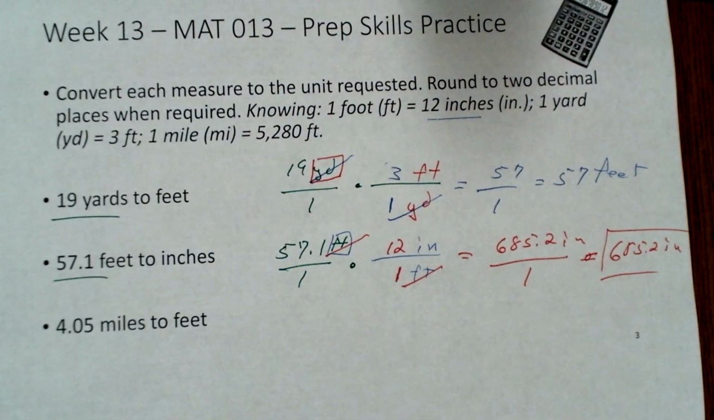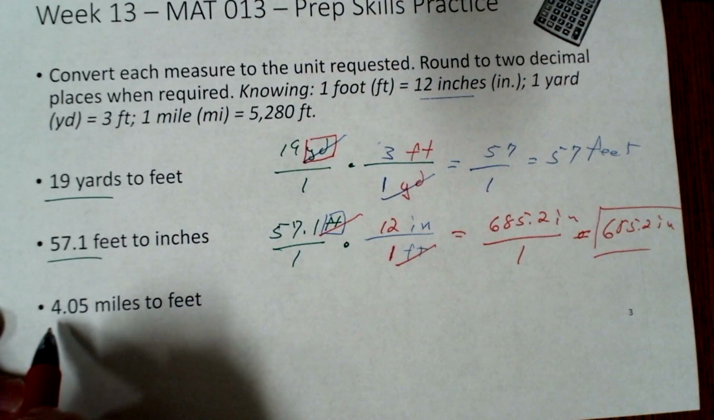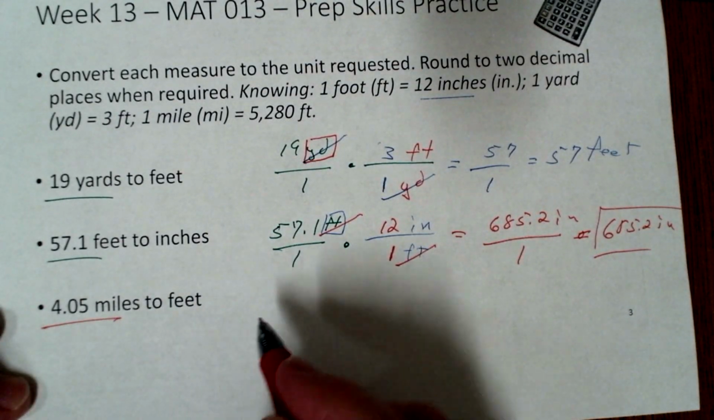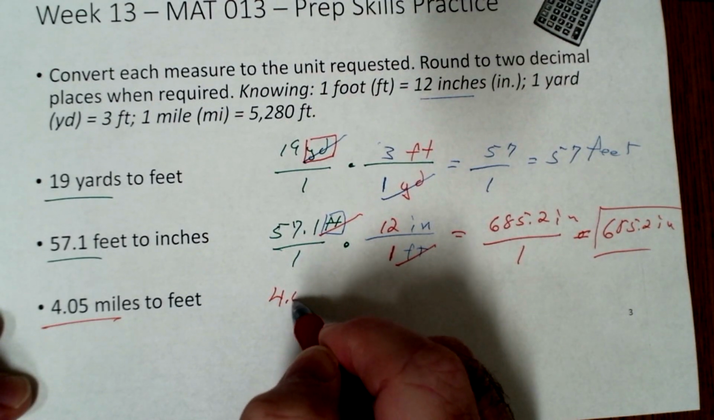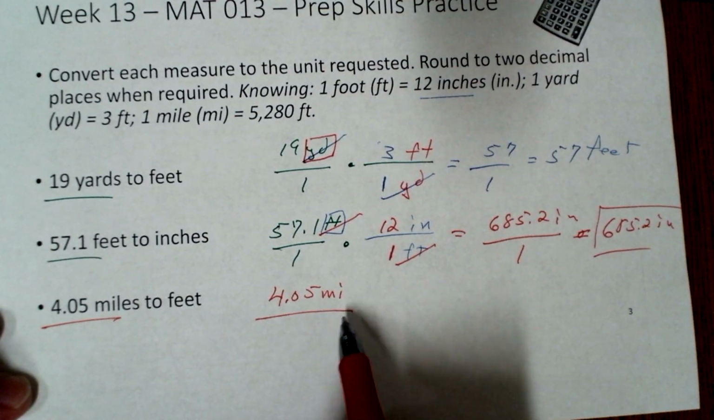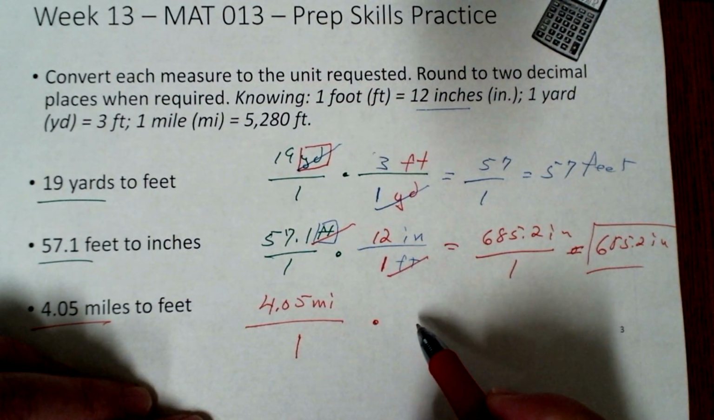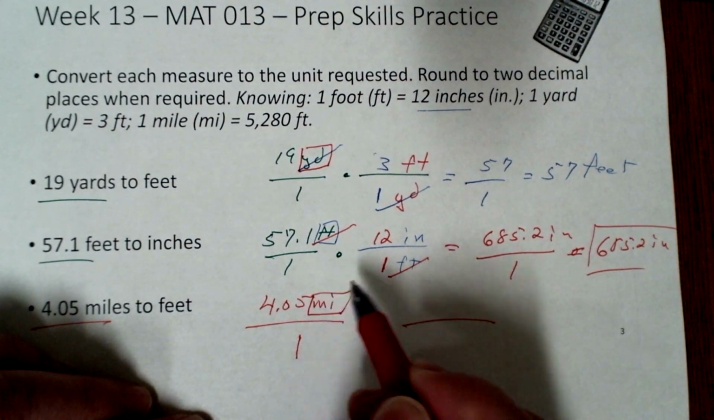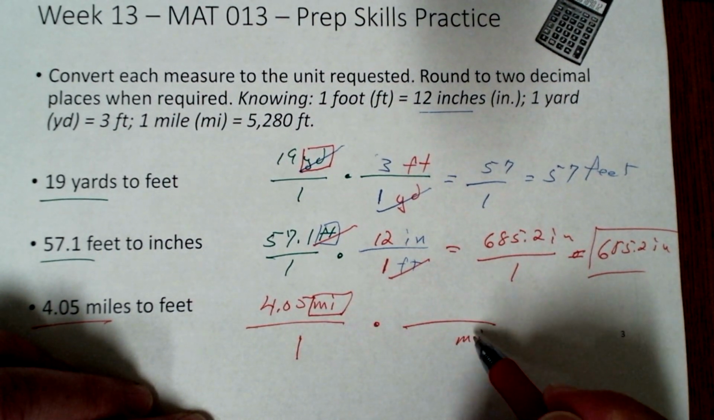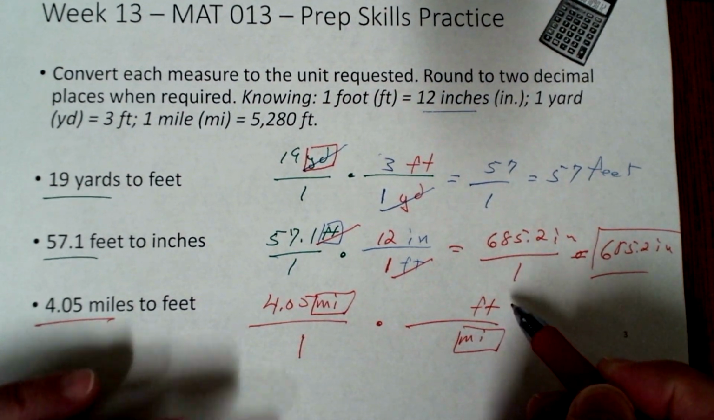All right, lastly, we're going to take 4.05 miles and turn that into feet. Again, we'll take what we know, we'll make it a fraction. 4.05 miles, abbreviation for miles is commonly MI, put it over 1, times, and again, whatever our unit of measure is here in our numerator becomes our unit of measure over here in our denominator. So the unit we're always trying to find is going to be in our numerator.